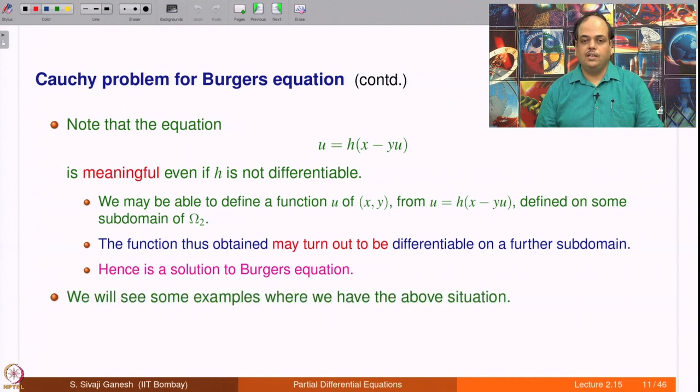So, given these possibilities, what we do in the examples is we arrive at this equation, somehow solve for u, and then ask on what domain it is differentiable, catch hold of that domain and say this function defined on this domain is a solution of the Burgers equation. That is what we are going to see in the examples later on.